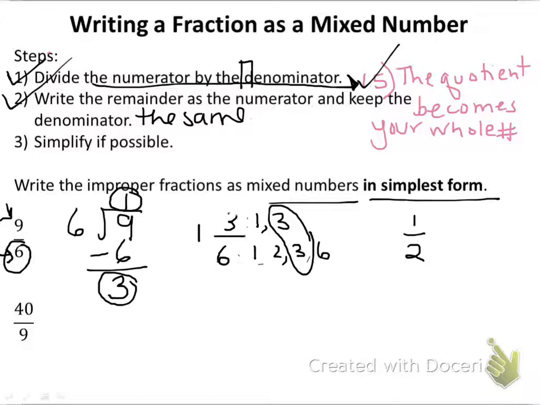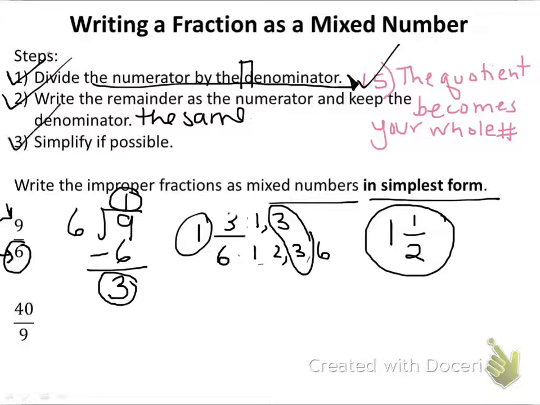So 3 divided by 3 is 1, and 6 divided by 3 is 2. Then this is really important. Don't forget your 1. You need to write your 1 over here again. It doesn't need to be divided by anything. It stays the way it was. So in simplest form, 9/6 can be written as 1 1/2.